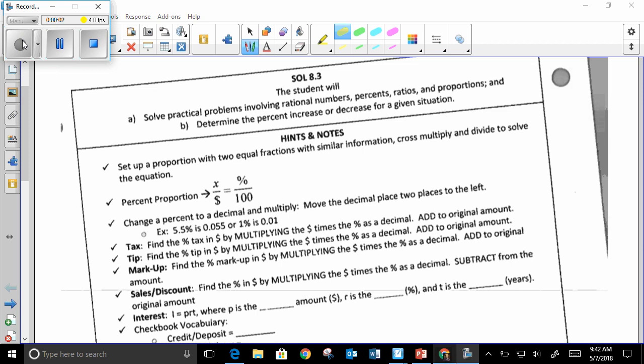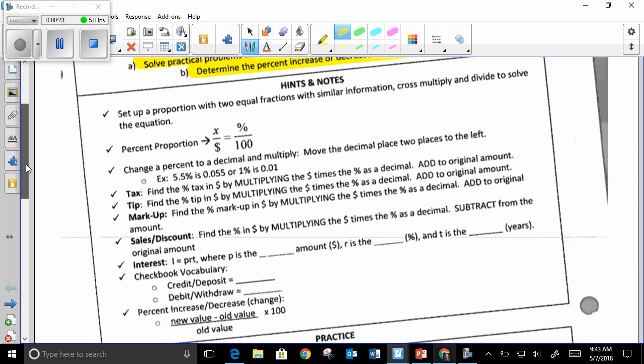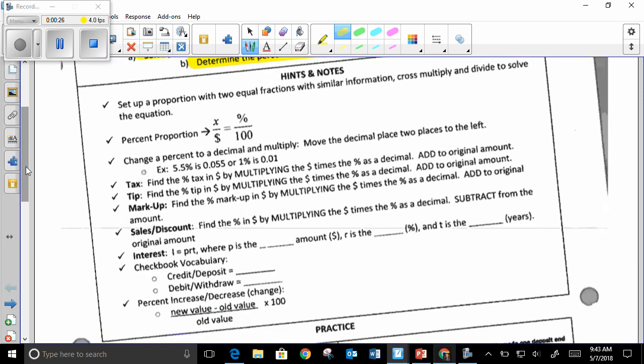Today we are talking about SOL 8.3, solving practical problems involving rational numbers, percents, ratios, and proportions, and also percent of increase and decrease. So make sure you understand these topics. Also for percent of increase and decrease, make sure that you know the formula. It's a little crooked today. It didn't go through the machine very well, so I apologize for that.